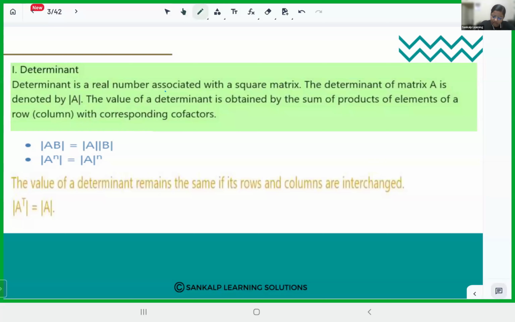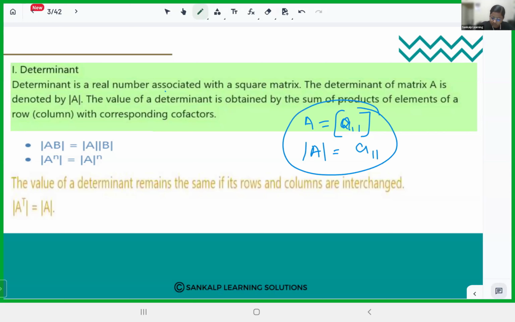If you are given a 1 by 1 matrix, consider matrix A is equal to A11. So this is a 1 by 1 matrix. How did it become a 1 by 1 matrix? It has only 1 row and 1 column, right? So what is the determinant of this particular matrix? Determinant A is nothing but that element itself. That element itself is the determinant of that 1 by 1 matrix. This is how you find out the determinant of a 1 by 1 matrix.